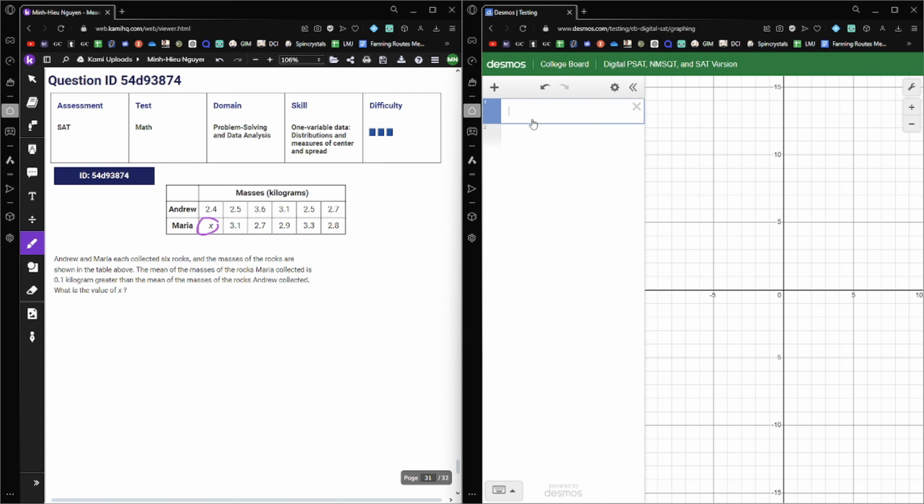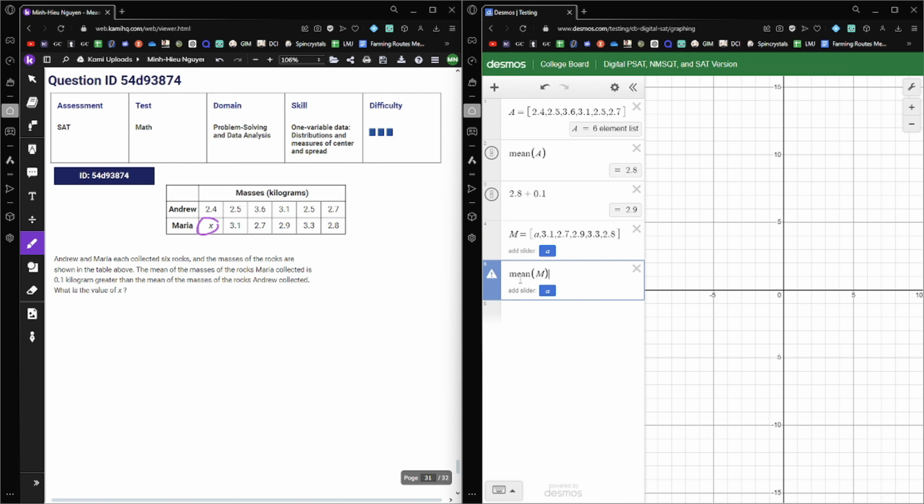So first, let's go ahead and find the mean of all of Andrew's rocks. So Andrew is equal to, and then the mean is equal to 2.8. Now we know the mean of Maria's rocks is gonna be 0.1 greater, so 2.8 plus 0.1 is 2.9. Now let me make a list for Maria's rocks. So M is equal to, and I'm gonna choose any random letter, so A, and then the mean of M. Now, we know that this mean needs to match up with 2.9, so I'm gonna just keep scrolling until it reaches 2.9.